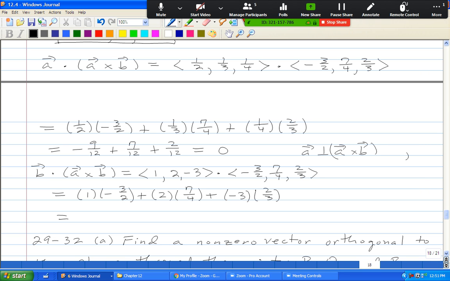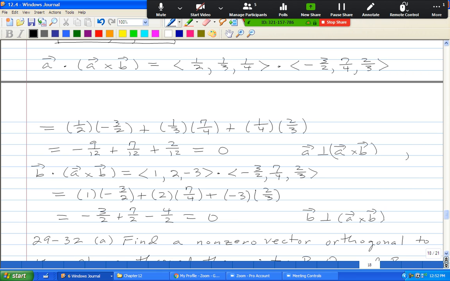Okay, so this is equal to negative 3/2 plus 7/2 minus 2, so let's say minus 4 halves. And so this is equal to 0. So I've shown also that this is perpendicular. And that's what I wanted to show.